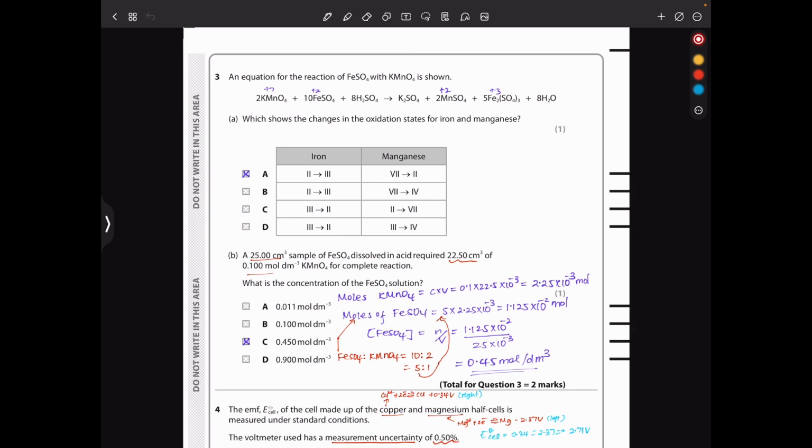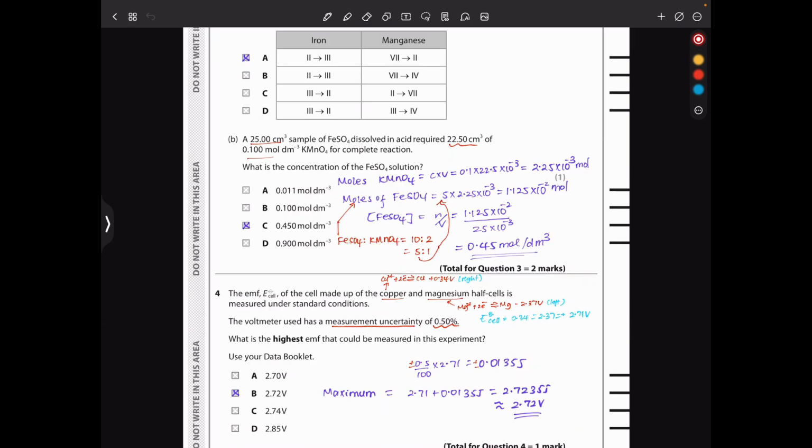In question 3, an equation for the reaction of iron sulfate with potassium manganate 7 is shown. So this is the equation for the reaction. They say, which shows the changes in oxidation states for iron and manganese. Now in here, manganese is +7. Here iron is +2. Manganese is going to be reduced to +2 and iron will be oxidized to +3. So the answer is iron from 2 to 3 and manganese from 7 to 2, A should be the answer.